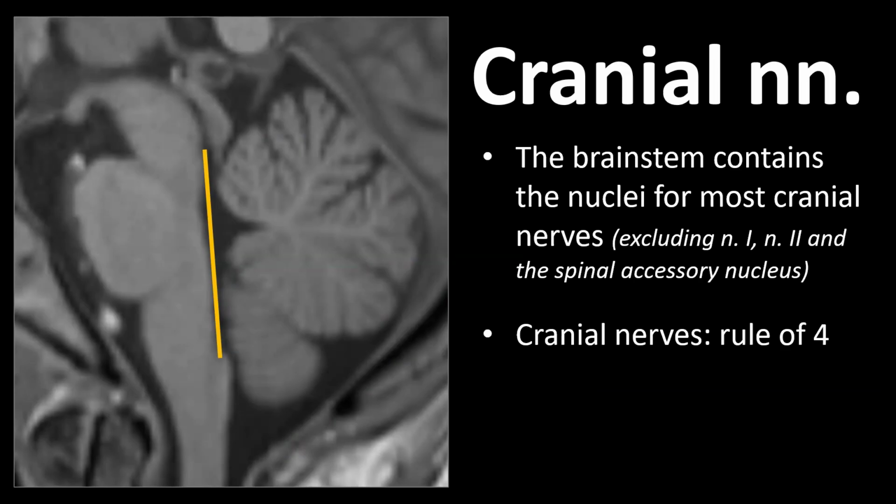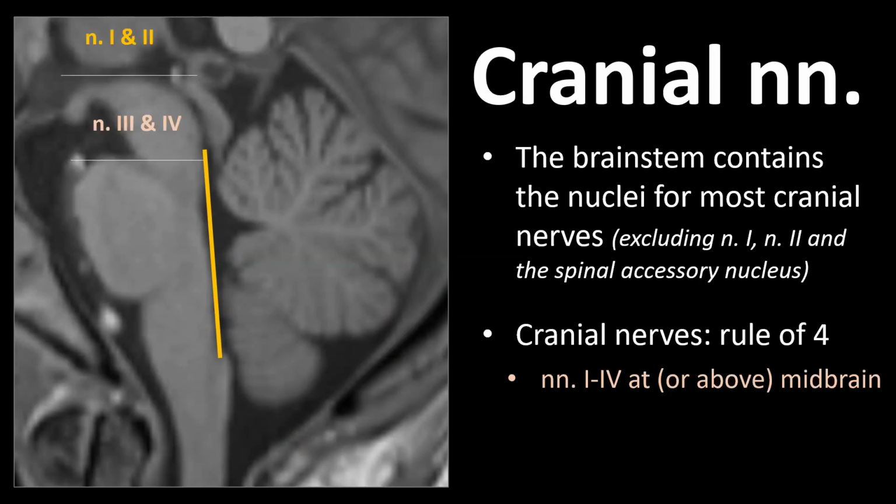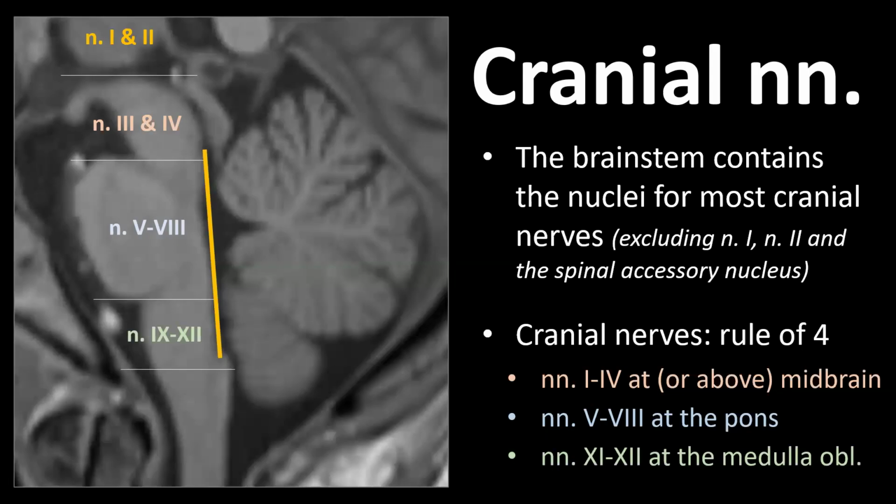Now, when it comes to the location of the cranial nerves, we can use the rule of 4, meaning that the first 4 cranial nerves are located at the level of the midbrain or above. As said, the optic nerve and olfactory nerve do not come from the brainstem or do not enter the brainstem. So what do we find at the level of the midbrain? The 3rd and 4th cranial nerve. Then we have the 5th through 8th cranial nerves located at the level of the pons, and at the level of the medulla oblongata we find the 9th through 12th cranial nerve.